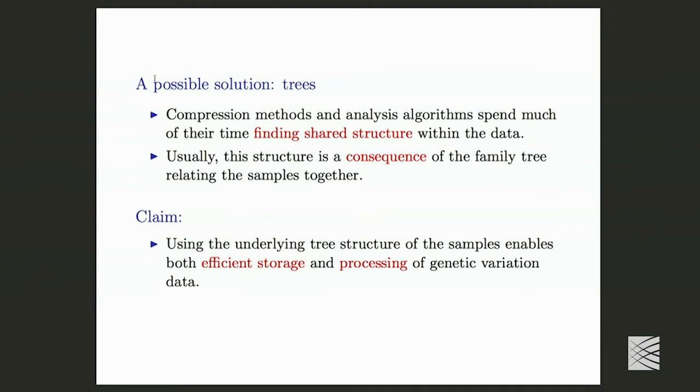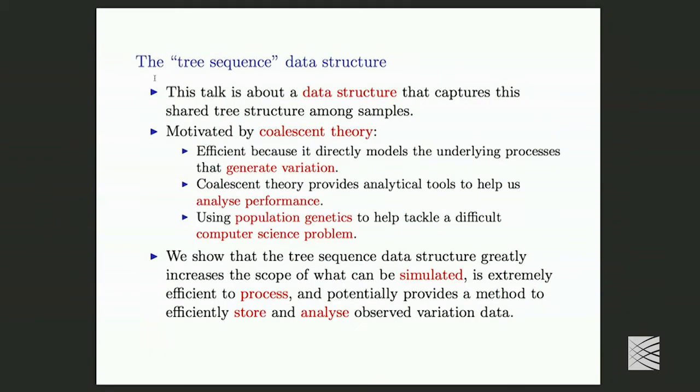So a possible solution that I would like to propose is to use trees. What our compression methods and our analysis algorithms spend an awful lot of their time doing is finding shared structure in the data. And a lot of the time, this shared structure is a direct consequence of the family tree structure of the data itself, how our samples cluster together into their ancestors. So the claim that I want to make, the central claim of the talk, is that if we can use the underlying tree structure of the samples, then we can enable both very, very efficient compression and very efficient algorithms for processing the data.